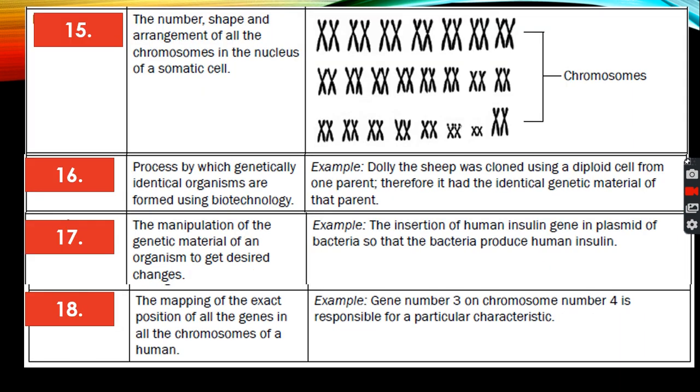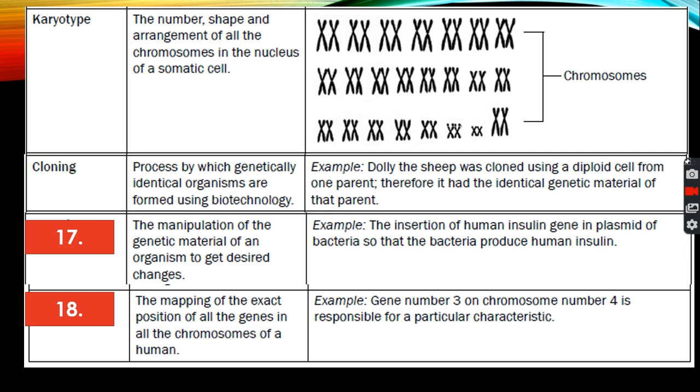And then number 15 will be karyotype. This is your karyotype. You've got 23 pairs of chromosomes, in other words, you've got 46 chromosomes. Now, the karyotype is the number, shape, and arrangement of all chromosomes in the nucleus of a somatic cell. This is how it looks, and you know, your sex chromosomes.